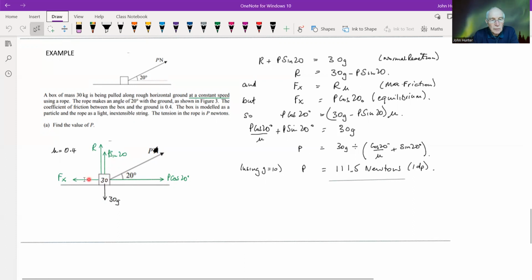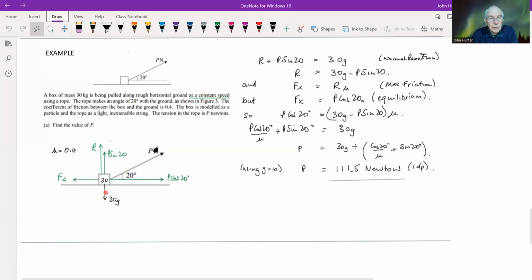First of all, let's have a look at the horizontal forces. So P resolved horizontally is giving us P cos 20, and then we've got our opposing force. Now because it's at constant speed, it's already slipped. It's already gone past the point of slipping. So therefore, the friction is at the maximum friction. This is a kind of code really for saying, use the maximum friction.